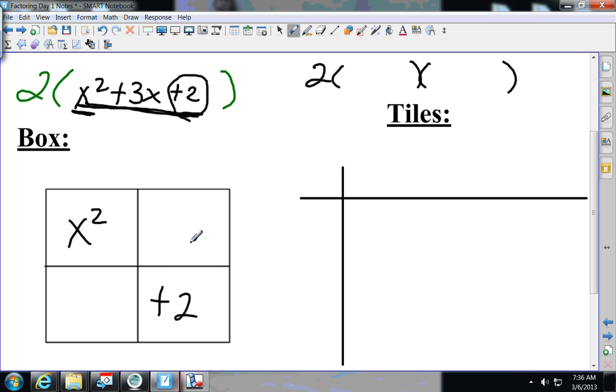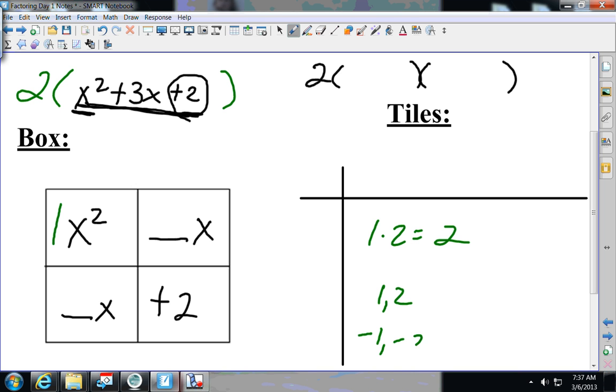What went in these two boxes? The x's. So I know I'm going to have something x and something x. Now, what number's in front of this x squared right here? A 1. You're going to take this coefficient times this number. What is 1 times 2? It's 2. What are the factors of 2? 1 and 2, and -1 and -2.